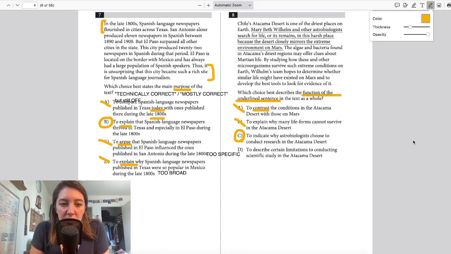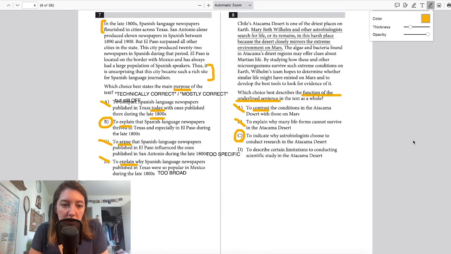And a reason that you might entertain something like D is because it does describe, okay, sure, it's telling us why we should care. They do mention limitations to conducting scientific study, such as extreme conditions, right? It's one of the driest places on Earth. They are conducting scientific study in the Atacama Desert, right? So truth value wise, sure, it's reasonable, right? And this is when you have to think about which choice best describes. It's not just that it is describing it, it's which one best describes it.